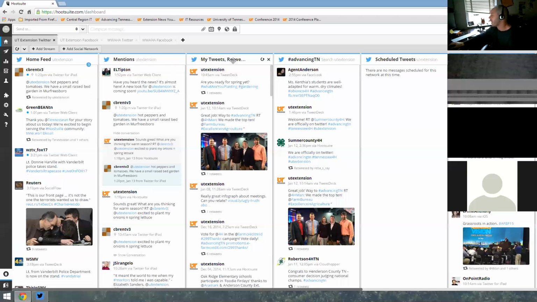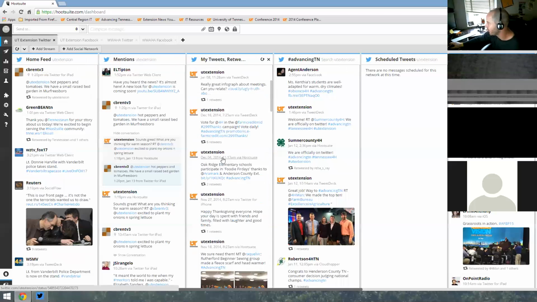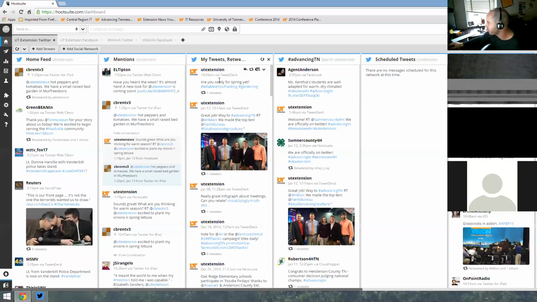So sticking with my columns a little bit more, we can see the third column I have here is my tweets retweeted. So anytime someone retweets one of my tweets, it's going to show up here. That's all this is, just tweets that I've tweeted that have been retweeted. So it's a good way for me to watch and see when people retweet things, because then I can reach out to them and thank them for the retweet.